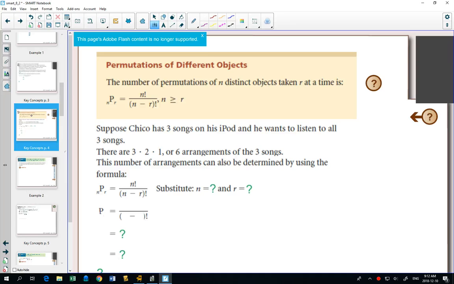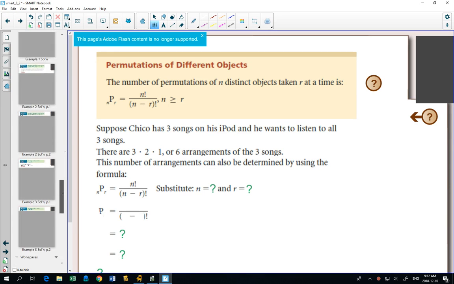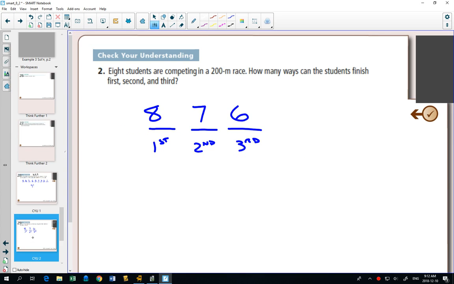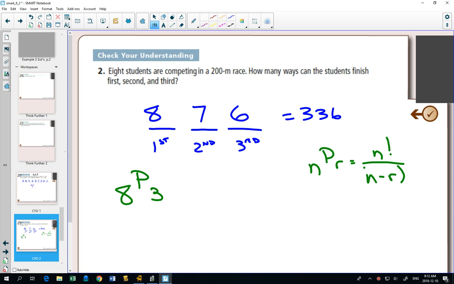So according to the formula, and I'll go back to our question, we could say this same answer is 8P3. What is the answer to this? 336? Okay. Now what the 8P3 formula says, because on your formula sheet you're going to have nPr equals n factorial over n minus r factorial. That's the formula for the number of permutations taken r at a time.